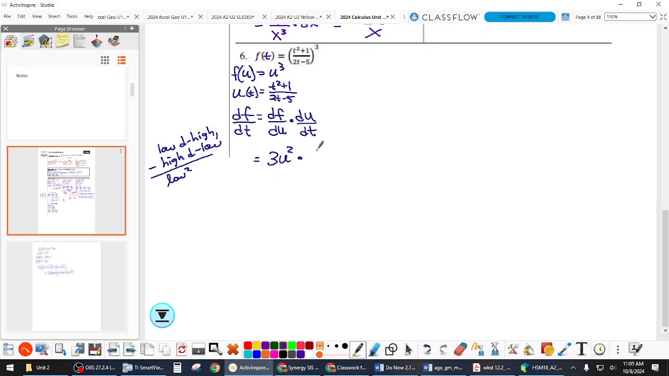So 2t minus 5 times 2t minus t squared plus 1 times 2, all over 2t minus 5 squared. Alright, so if this was an FRQ, you could stop there. But I could totally see them putting this on a multiple choice and having to manipulate with algebra to make it match. So what all can we do?